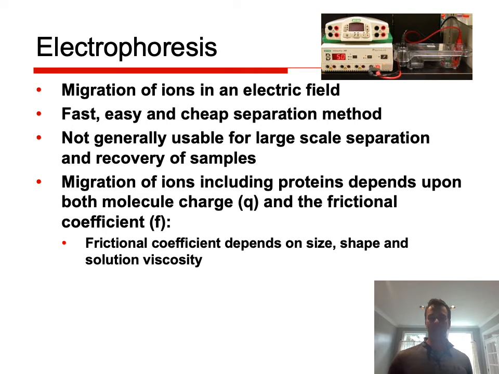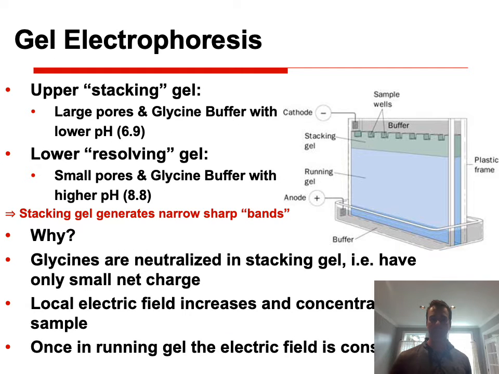But the migration of ions in this electric field depends on both the charge of the molecules as well as the frictional coefficient. This frictional coefficient depends on the size of your protein, the shape, and the solution viscosity. So here's what gel electrophoresis looks like. You have this upper stacking gel shown here, where this has large pores and a glycine buffer that has a lower pH than the running gel, or the resolving gel, which is shown here.